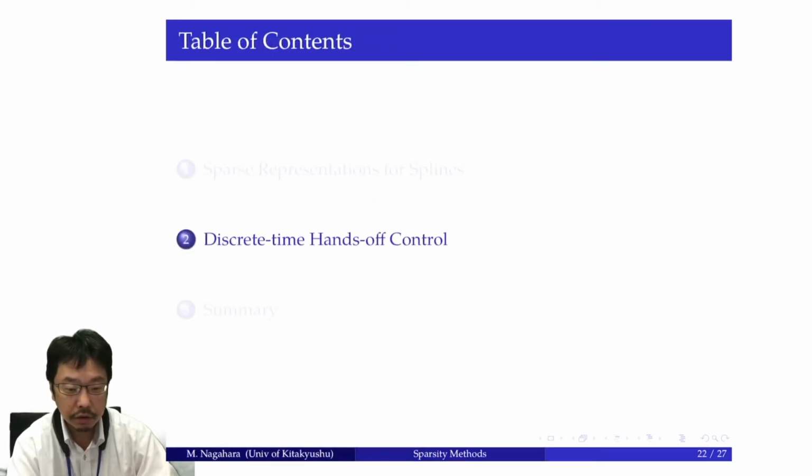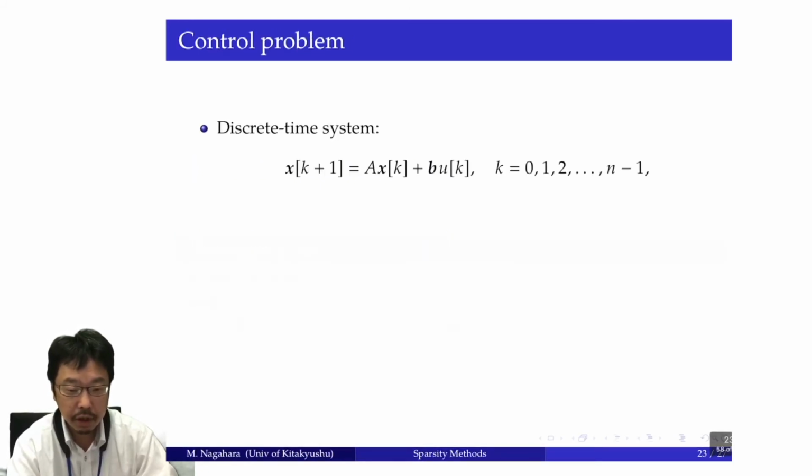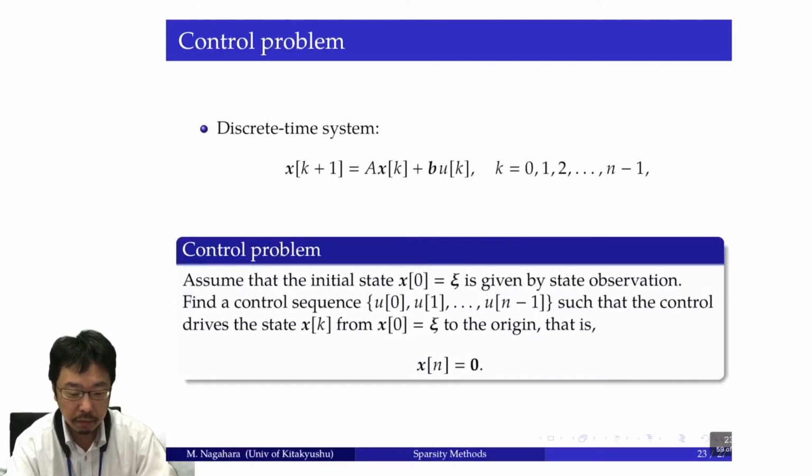Now we discuss discrete time hands-off control. Let's consider a discrete time linear system given by this state space equation. Then we here consider the following control problem. Assume that the initial state x0 equals xi is given by state observation. Then find a control sequence u0, u1, ..., u_{N-1} such that the control drives the state x(k) from x0 equal xi to the origin. That is, x(N) is 0.